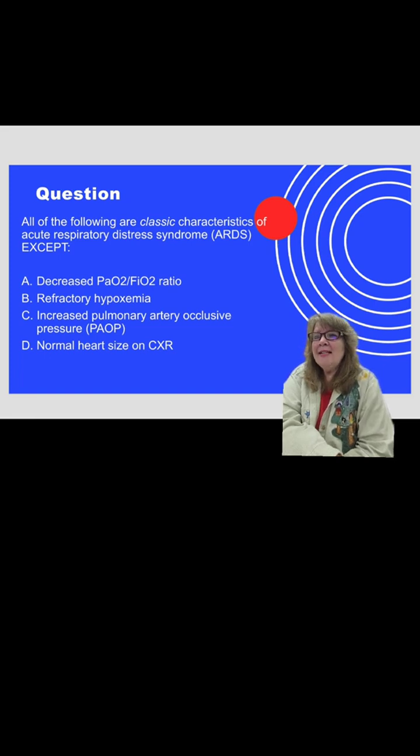Well, the answer here, guys, is C, increase in pulmonary artery occlusive pressure. So let's go through each one of these. Now, why do we see, as a classic sign, a decreased PF ratio? Remember, we get that number by taking the patient's PO2 and dividing it by their FiO2. And in order to divide by a percentage, we have to convert that FiO2 percentage into a decimal.